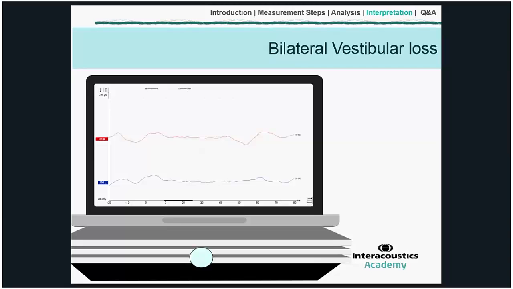And here's an example of a patient who has bilateral vestibular loss, displaying no VEMP recordings on the left or the right at 100 dB nHL, suggesting that there is a problem on both sides. So you can isolate each side independently and look for patients with bilateral vestibular loss.